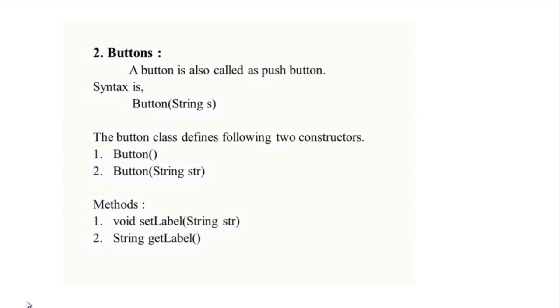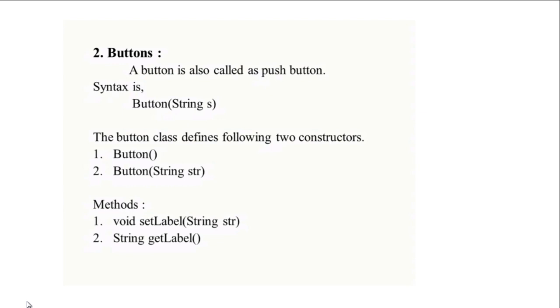Then the Button class defines the following two constructors. First is Button(), with empty brackets. By using this first constructor, we can create a button without a name. That button does not have any name. And the second constructor is Button(String str). So here we can create a button with the name str, assigning the name to the button using the second constructor.